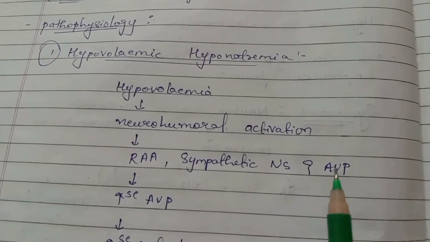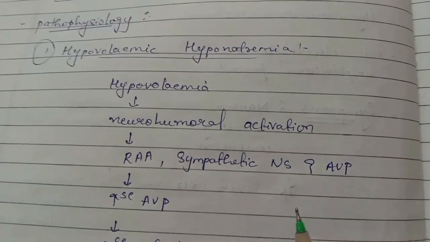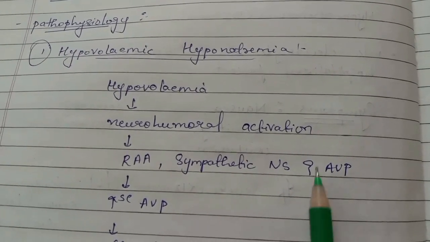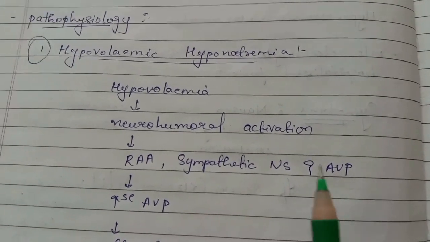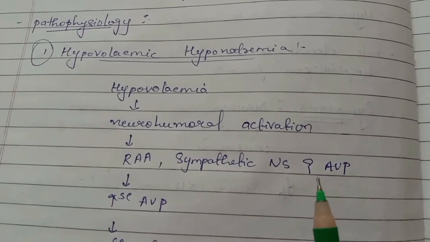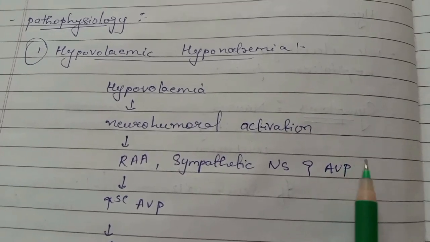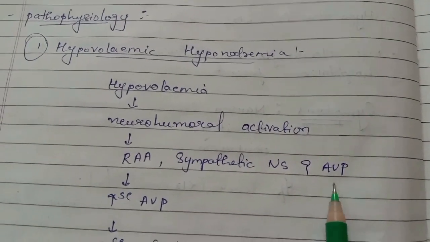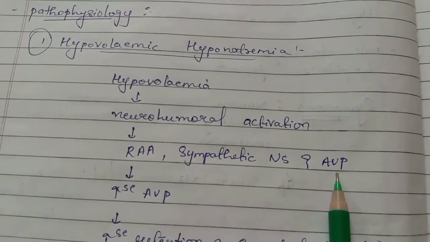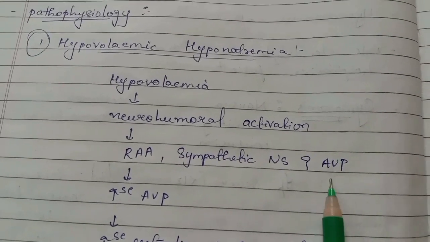It will reabsorb extra water from the renal tubule and maintain the normal fluid level. The second function is that it constricts the arterioles and increases peripheral resistance, and thus maintains BP. So these two are important functions of arginine vasopressin or argipressin. This is most important in hyponatremia, because hyponatremia occurs as a result of an increase in AVP.